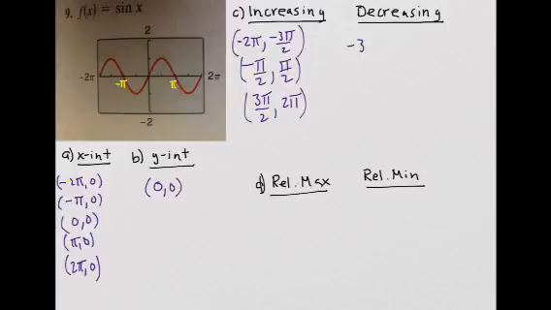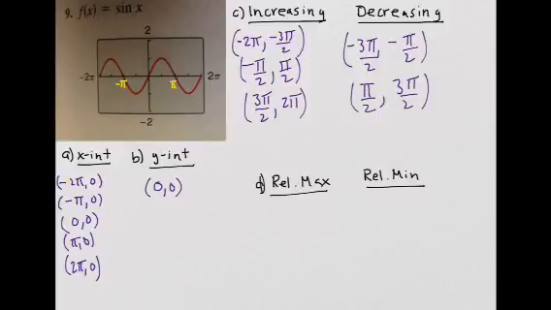So negative 3 pi over 2 to negative pi over 2. And then from pi over 2 to 3 pi over 2.